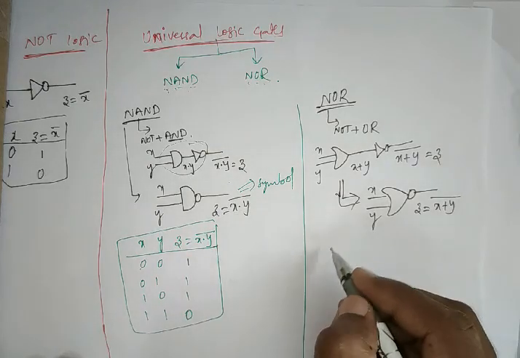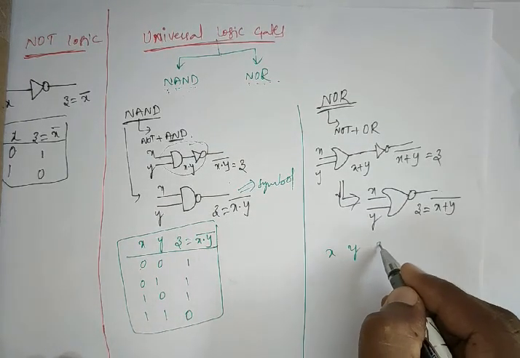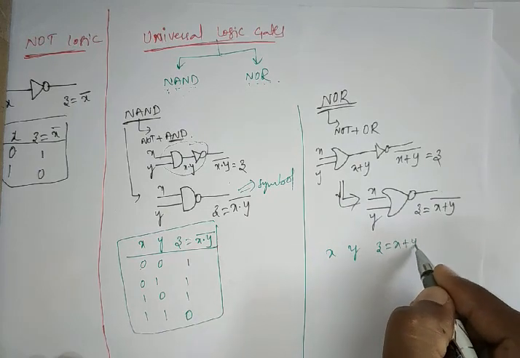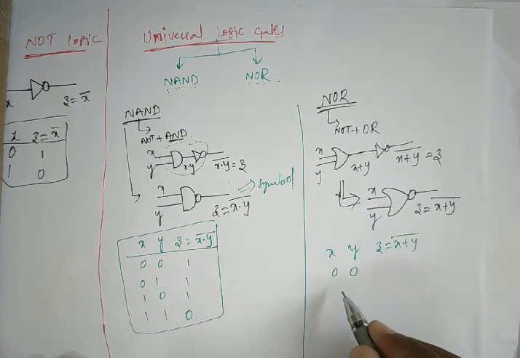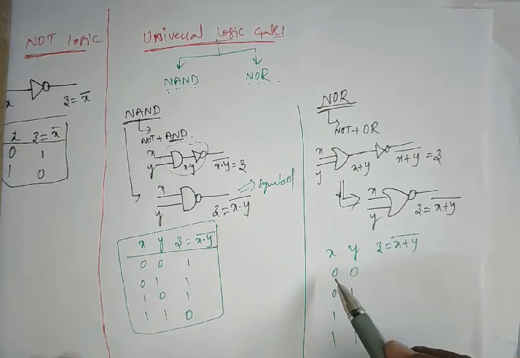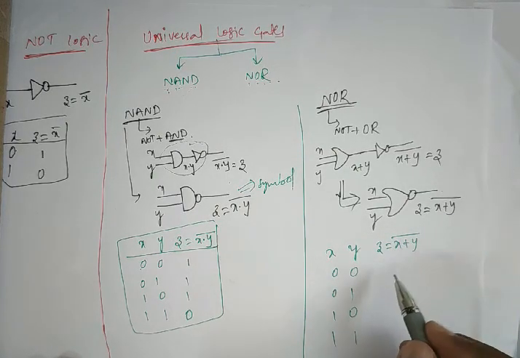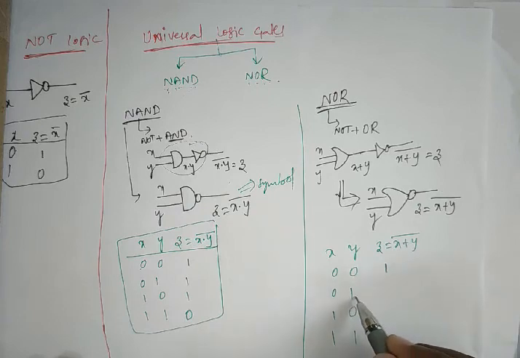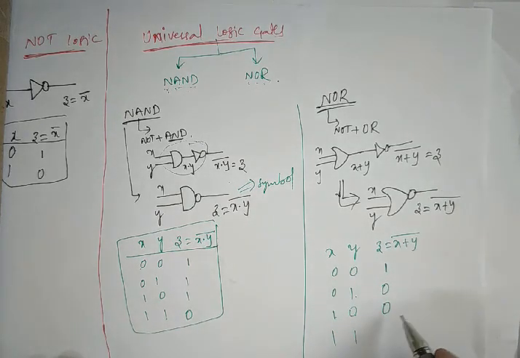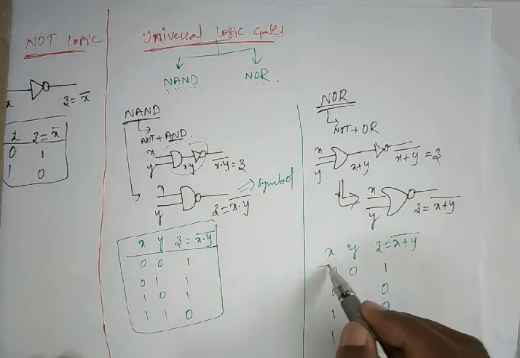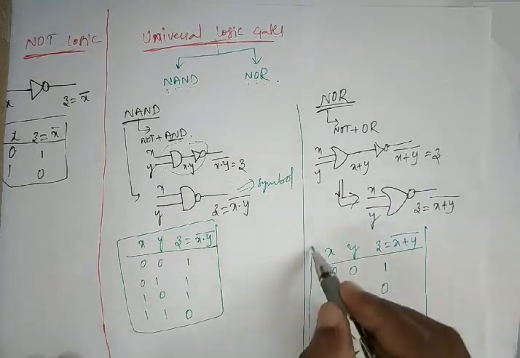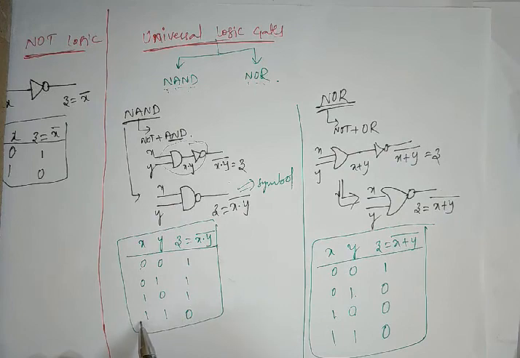Next one is a truth table representation, z is equal to x plus y whole bar. Here the same combination 0 0, 0 1, 1 0 and 1 1. Okay, here it is 0 plus 0, 0, 0 bar 1, 0 plus 1, 1, 1 bar 0, 1 plus 0, 1, 1 bar 0, 1 plus 1, 1, 1 bar 0. Okay, just here we can observe, if both the inputs are low, then output will be high. Remaining all cases output will be low.